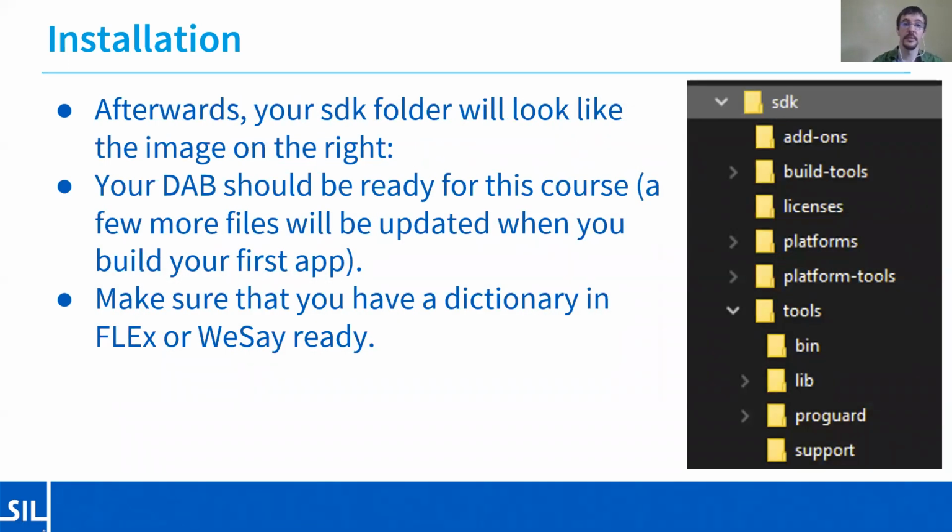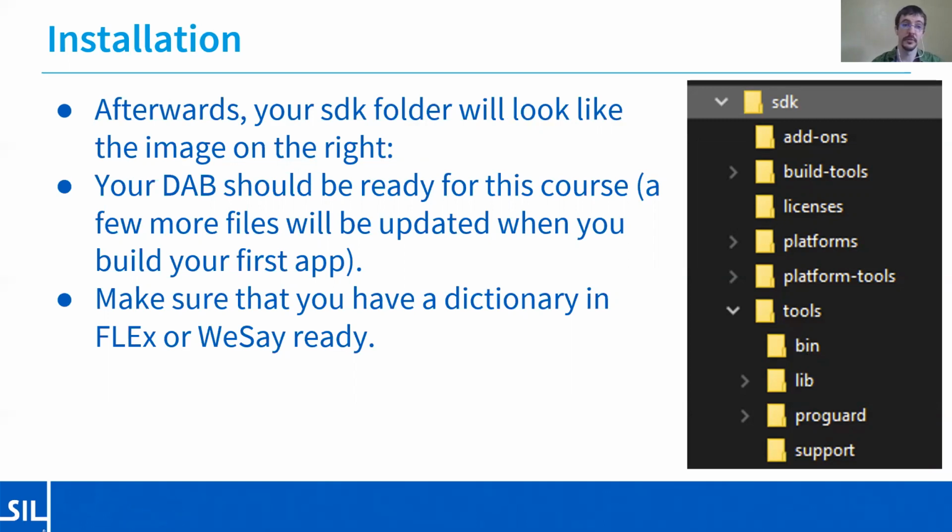So afterwards, your SDK folder will look like the image on the right. So now we have the add-ons folder, build tools, licenses, platforms, platform tools, and tools. And of course, there's some other folders that have been added under tools. So if you've gotten this far, your Dictionary App Builder should be ready for this course.